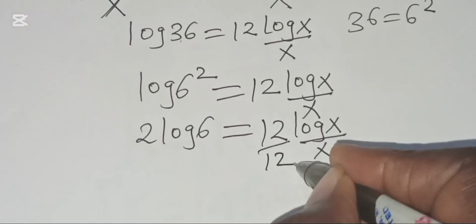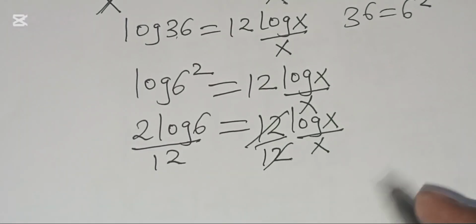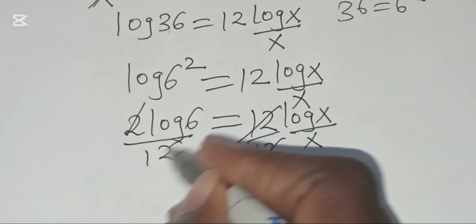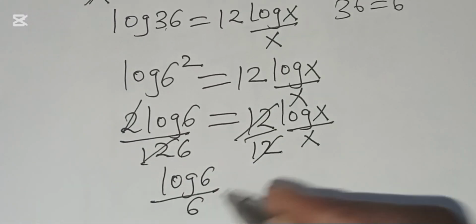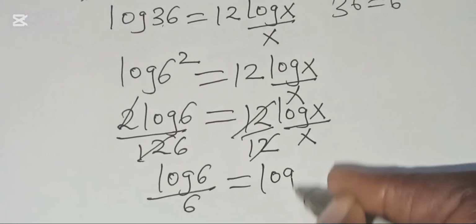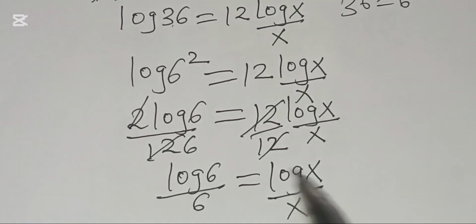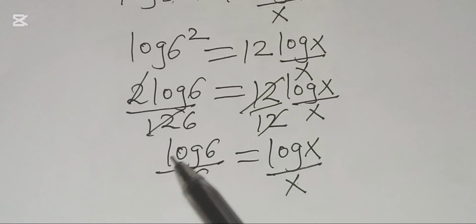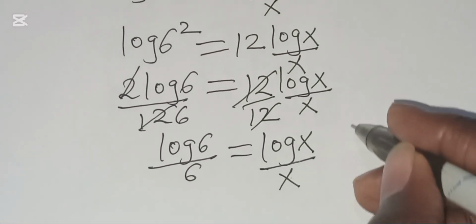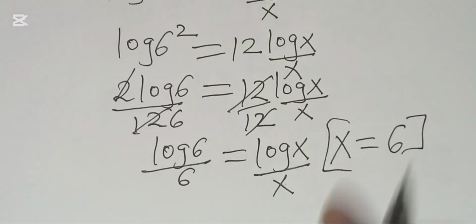We divide this side by 12 and also the other side by 12. If you simplify here, this is 6, you're going to have log 6 divided by 6 equal to log x divided by x. You can see that log x over x is the same as log 6 over 6. So that affirms that x is equal to 6. And that's the solution.